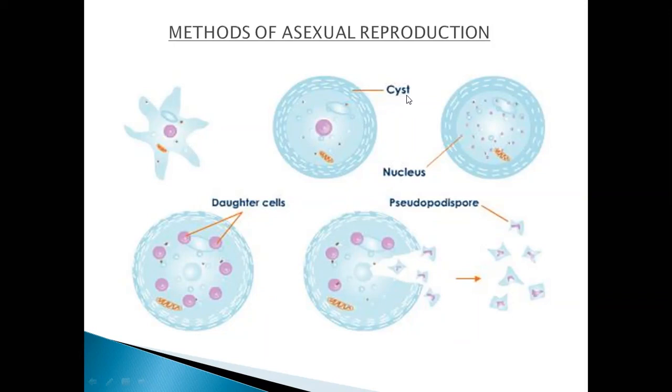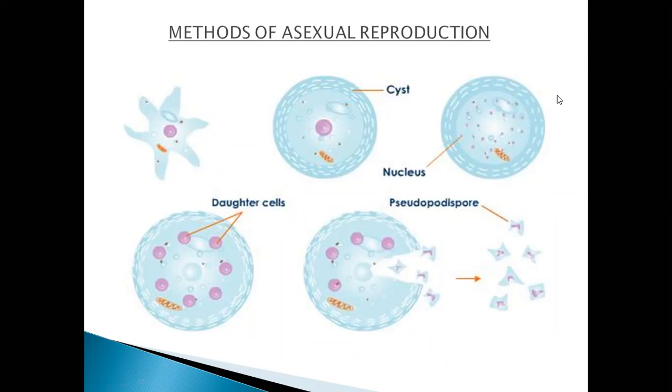When is this cyst produced? In unfavorable conditions, when the environment is not suitable for its growth and reproduction, it creates a wall around itself that is known as the cyst. Now, when favorable conditions come back, what happens? It created the cyst in unfavorable conditions, but as soon as favorable conditions come, what happens at that time?